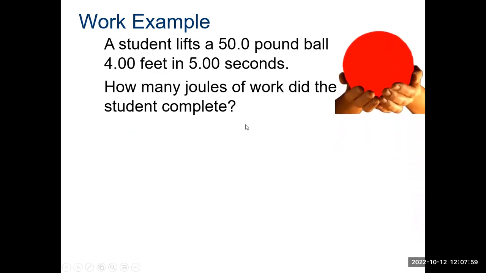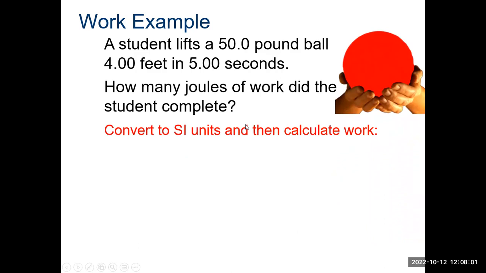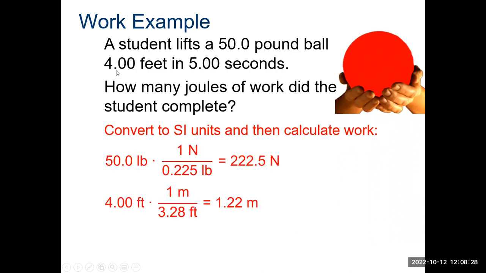And let's talk about the conversions. Okay, so convert SI units and then calculate your work. That's the rule of thumb. If you see a force in pounds, and distance in feet, we want to convert pounds into a force in newtons, and we want to convert our distance in feet into meters. Those are the metric units. So let's get to it.